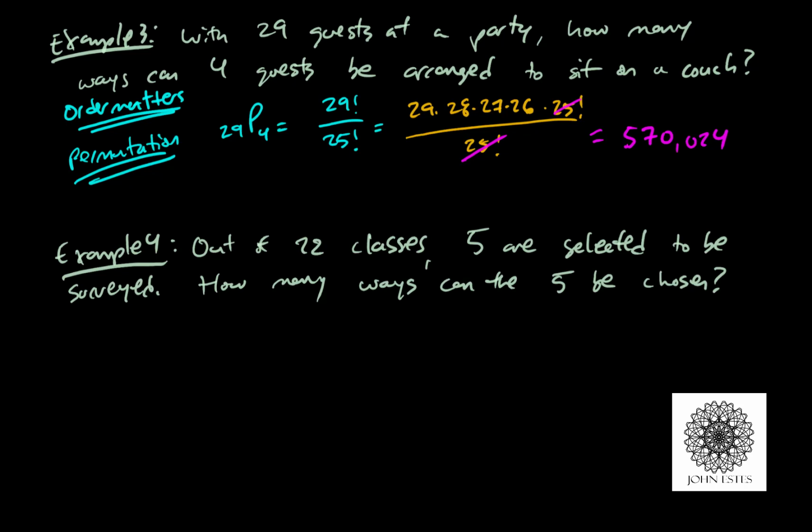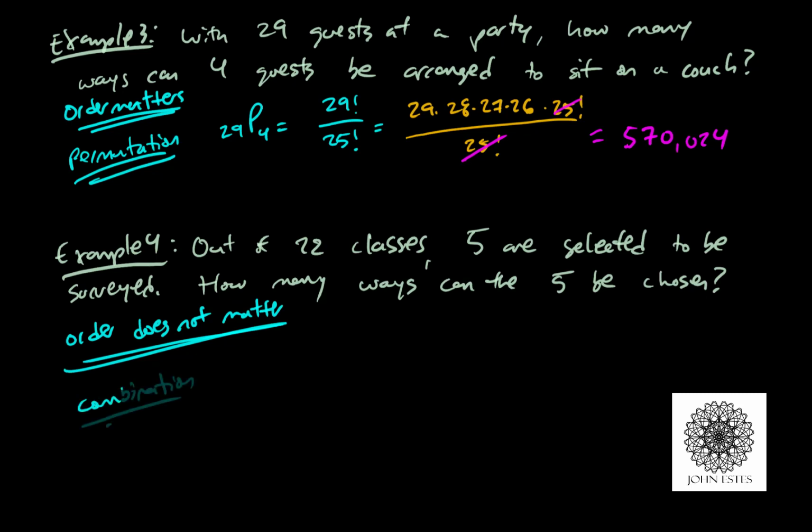Not really, because you're going to take the survey regardless. And so because of that, the order here does not matter. As long as you're chosen, you are in the group. It doesn't matter if you're the first or the third or the second or whatever. So that means that this is a combination. And that means we are calculating then 22C5.